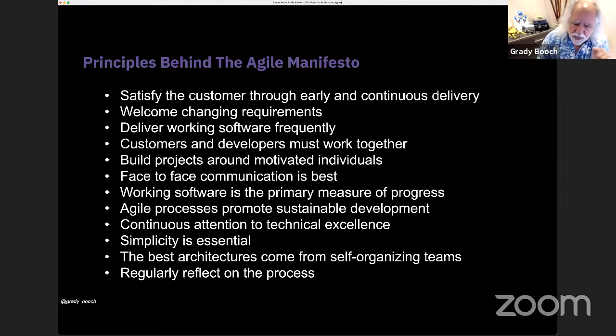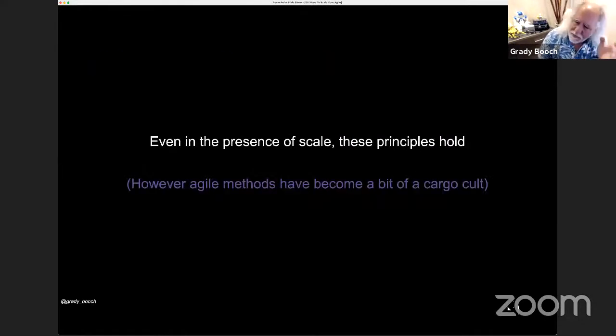Now, reflect upon this last one. The best architectures come from self-organizing teams. In your happy place, I think you found that to be true. And as we'll see in a moment, it turns out that this is historically true as well. Well, I'm hitting the wrong button here. There we go. So even in the presence of scale, my experience has been these principles hold.